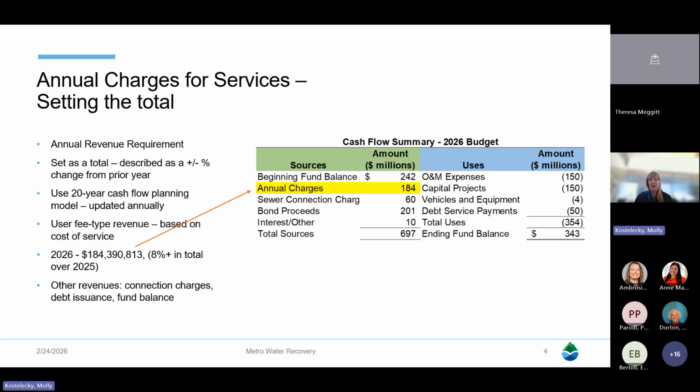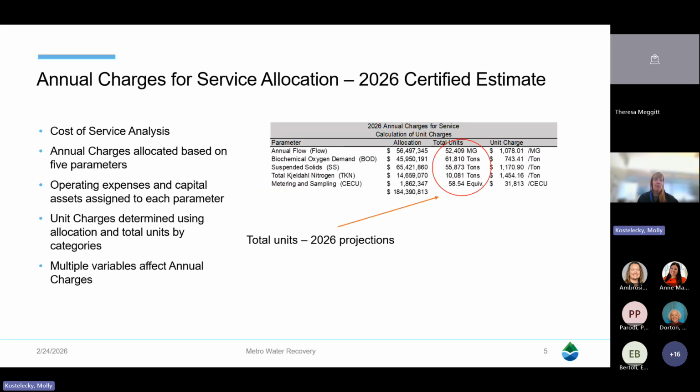As you know, budgets are estimations, and as soon as you put them down on paper, they are outdated and need to be adjusted. So every single year we're going through this process. We're determining our inflows and our outflows, and we're determining those total annual charges. Once we have that total amount, like we talked about on that last slide for 2026, our total amount of annual charges is $184 million. We then had to determine how to allocate that out to all of our connectors.